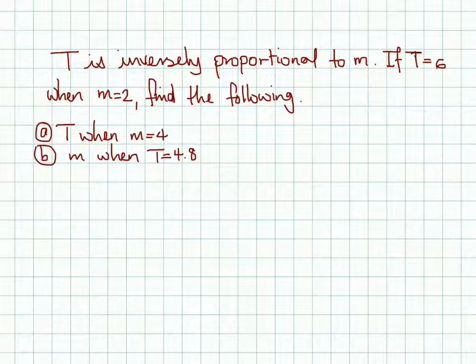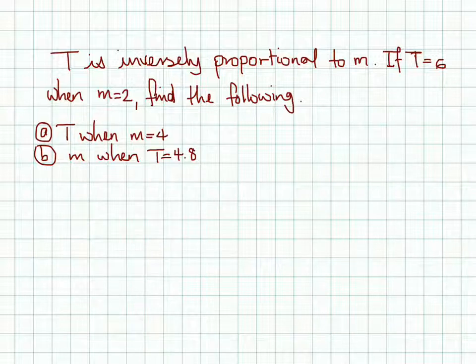All right? Now let's put this into practice by looking at a couple of examples. So here's my first problem. And it says, if you can read my handwriting, T is inversely proportional to M. If T is equal to 6 when M is equal to 2, find the following. Well, I wouldn't even bother looking at those yet. We have to sort this little problem out first.